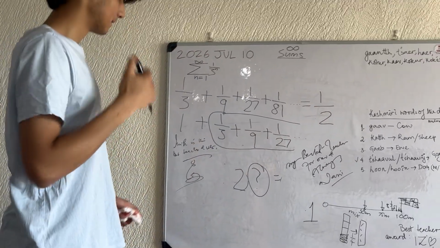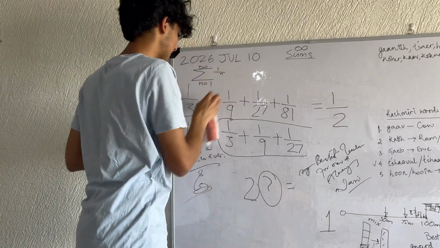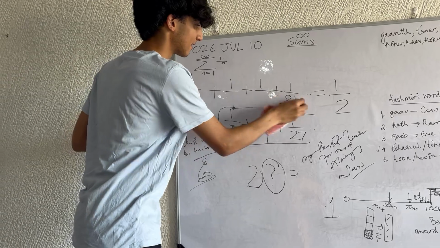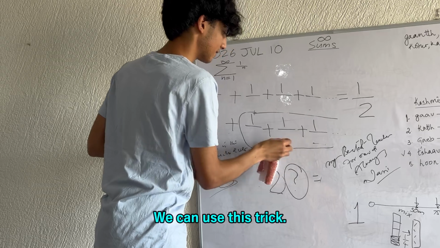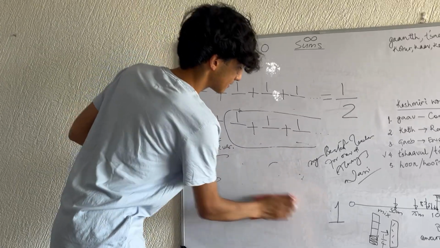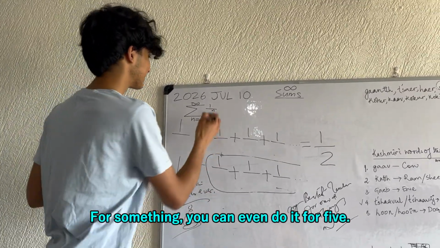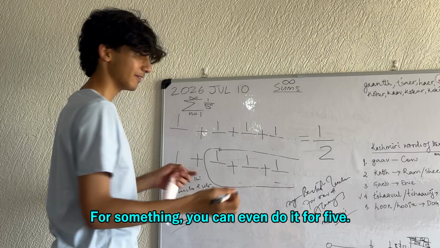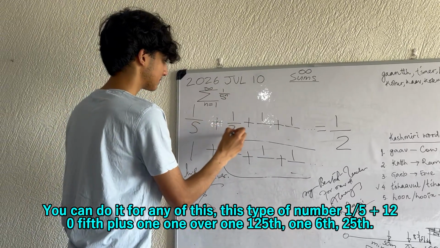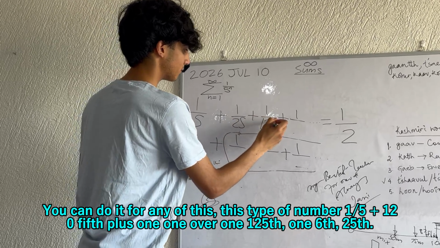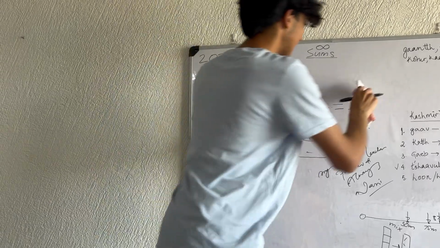We can use this trick for even something like 5. You can do it for any of this type of number. 1/5 plus 1/25 plus 1/125 plus 1/625, and we're trying to figure it out.